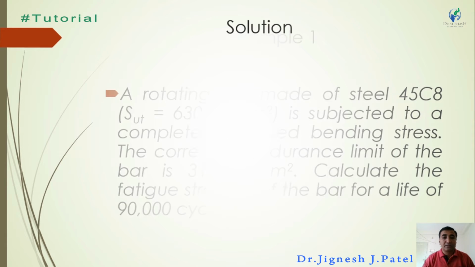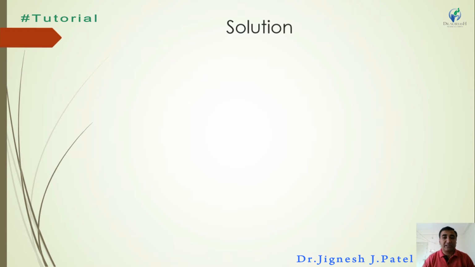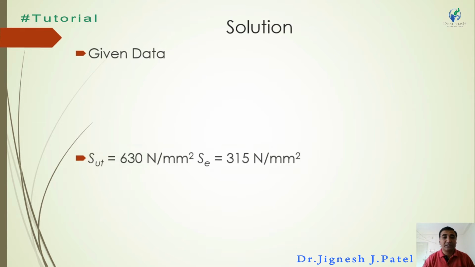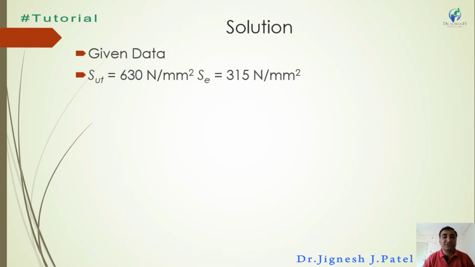Okay. Let us solve this example. First of all, given data: the ultimate stress of the material is 630 Newton per mm square, and the corrected endurance limit, that means SE, is 315 Newton per mm square, and the number of cycles is 90,000.